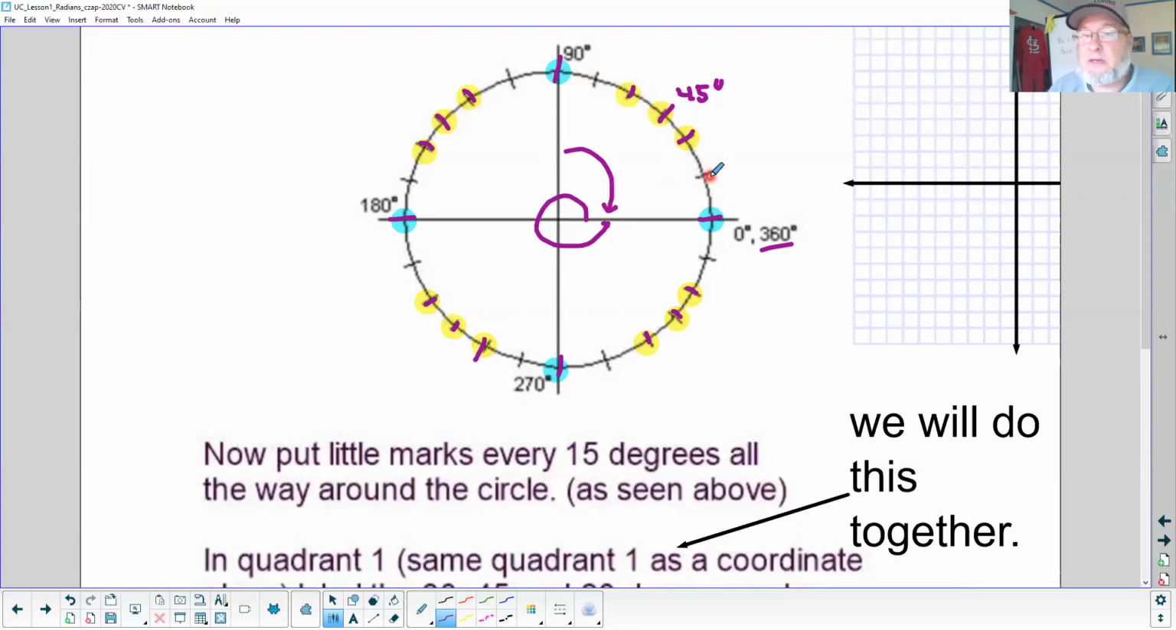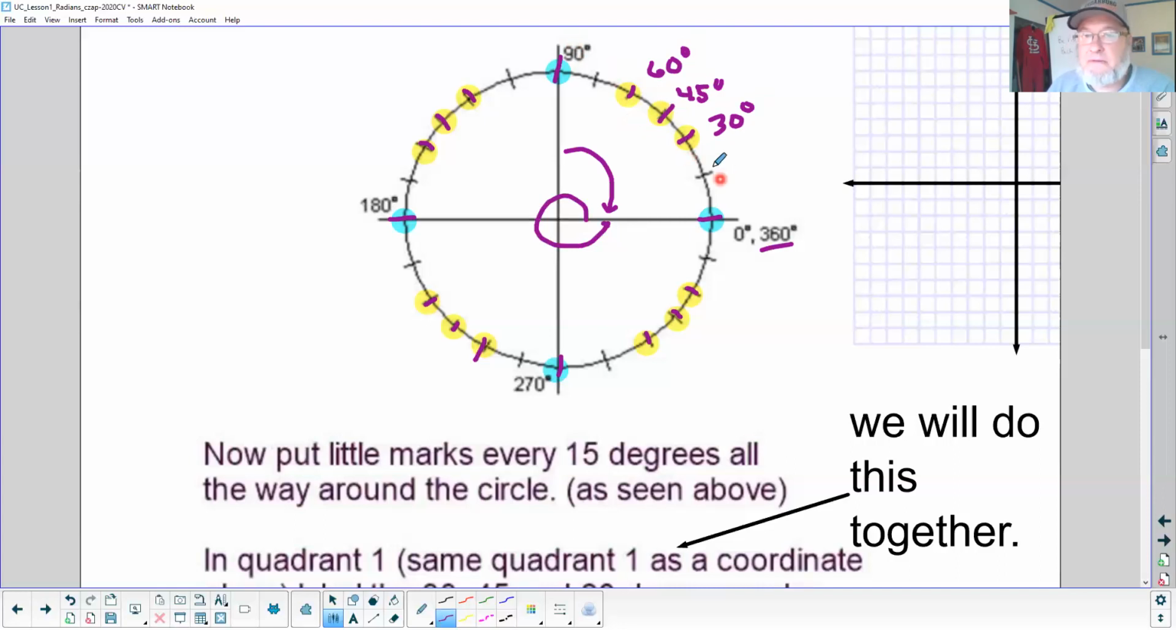So this would be 15 degrees, but I don't need that one. I do need this one. 15 more than 15 is 30. 15 more than 30 is 45. 15 more than 45 is 60. Look familiar? Do you see the 30, 60, 90, 45, 45, 90? This will all come together over the next couple little lessons on how special right triangles fit together.